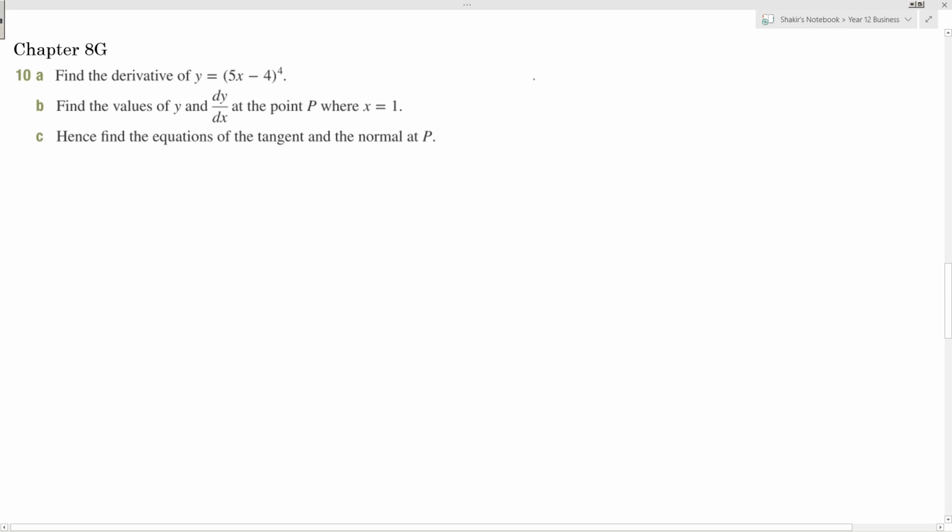And the only thing that's really changing is the way we differentiate. We have to find the value of y and dy/dx at the point P where x equals 1. Well, when x is 1, what is y? Because I need to know the whole coordinate, right? y is equal to (5x minus 4) all to the 4, and I want x equal to 1. I'm just going to sub 1 in. So 5 times 1 is just 5, minus 4, all to the 4. That's 5 minus 4 is 1. 1 to the 4 is 1. So my x1, y1 is now (1, 1).